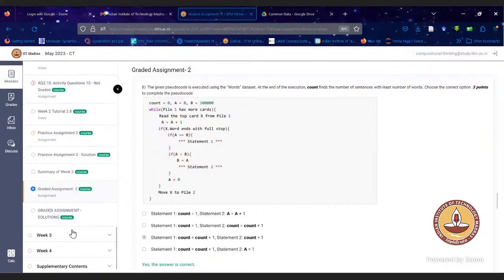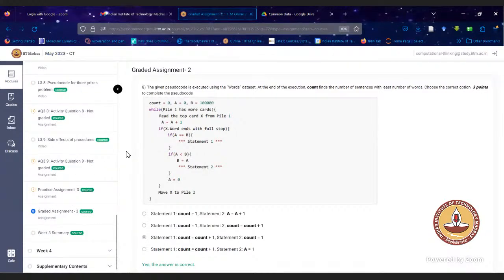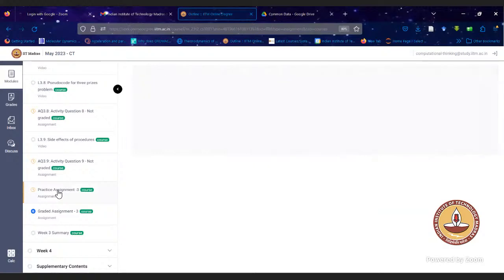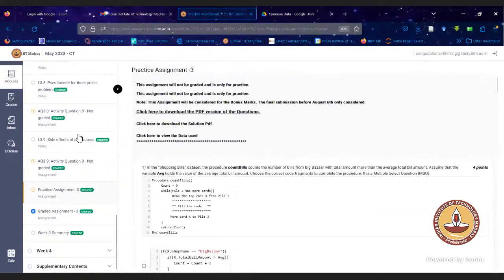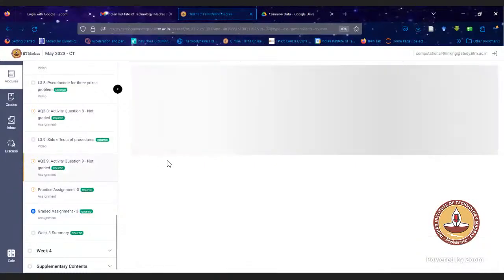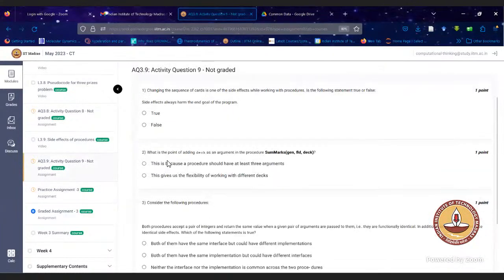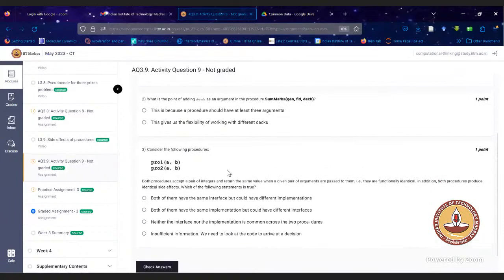So week 3 questions. I had a question on week 3, activity 3.9, question number 3. Here there is a question on these two procedures. Basically, what I don't understand is the difference between interface and implementation. So if you could please just clarify this.